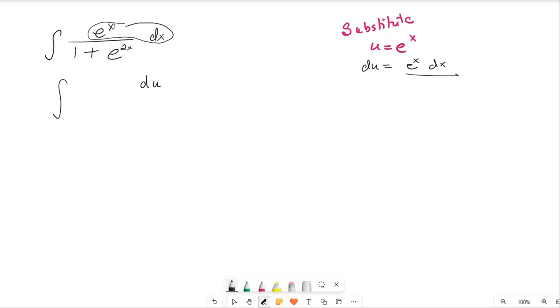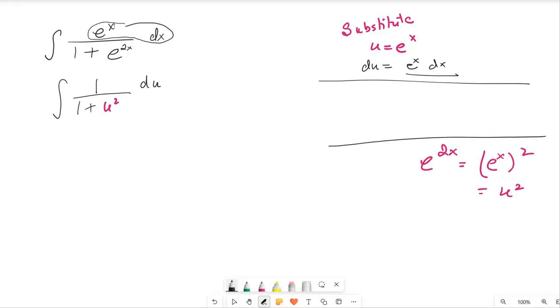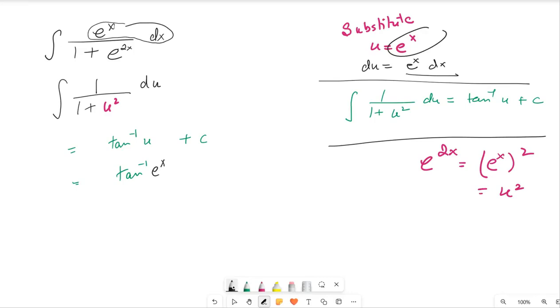e to the x dx is replaced by du. Then 1 over 1 plus e to the power 2x. Think of e to the power 2x as e to the power x, squared. So basically that can be replaced by u squared. Now we see that this looks like the formula of 1 over 1 plus u squared du, which is tangent inverse u plus c. So the answer should be tangent inverse u plus c. What was u again? u is e to the power x, so the answer is tangent inverse of e to the x plus c.